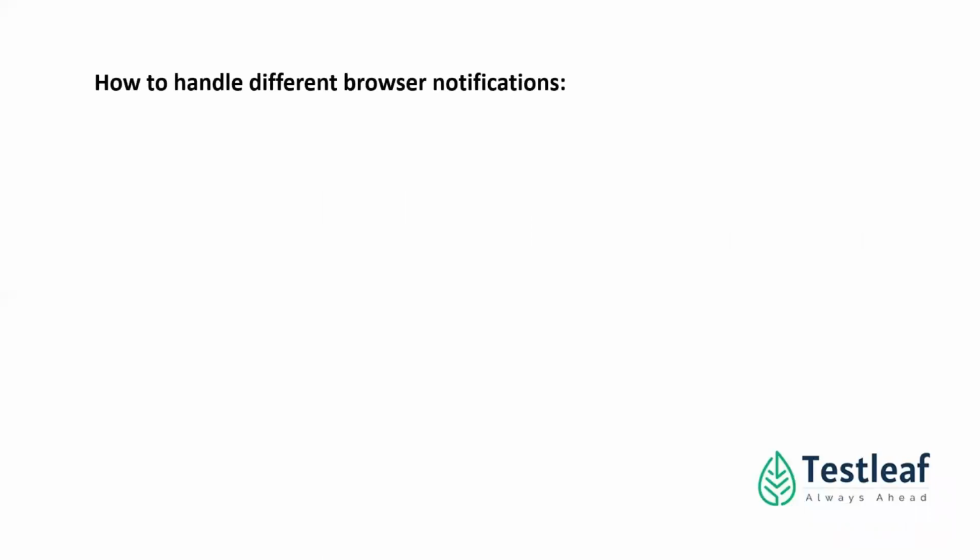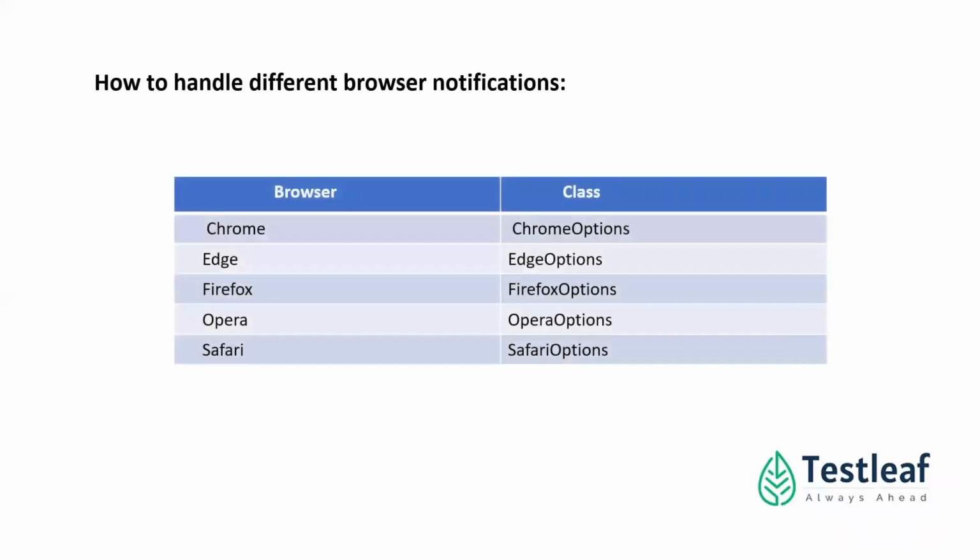There are different browsers and you can handle those different browser notifications. For Chrome browser, you will use a class called ChromeOptions. For Edge browser, similarly, EdgeOptions. For Firefox, FirefoxOptions. For Opera browser, you will use OperaOptions. And for Safari, you will use SafariOptions.